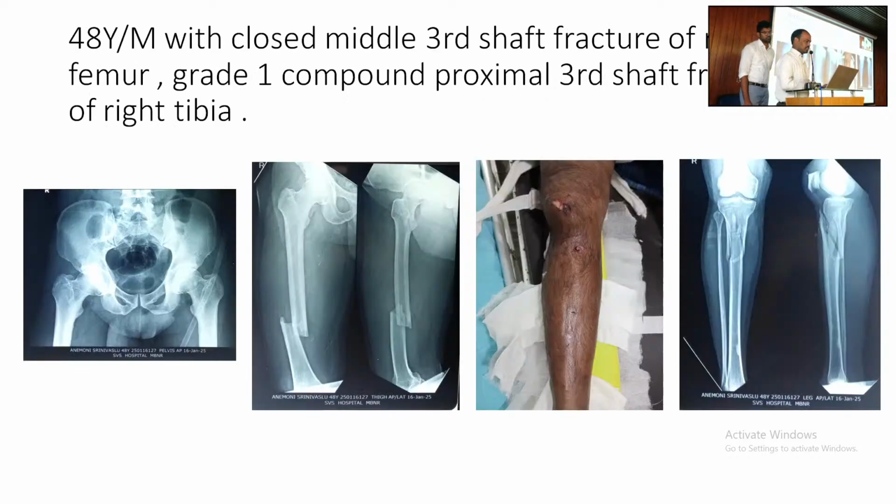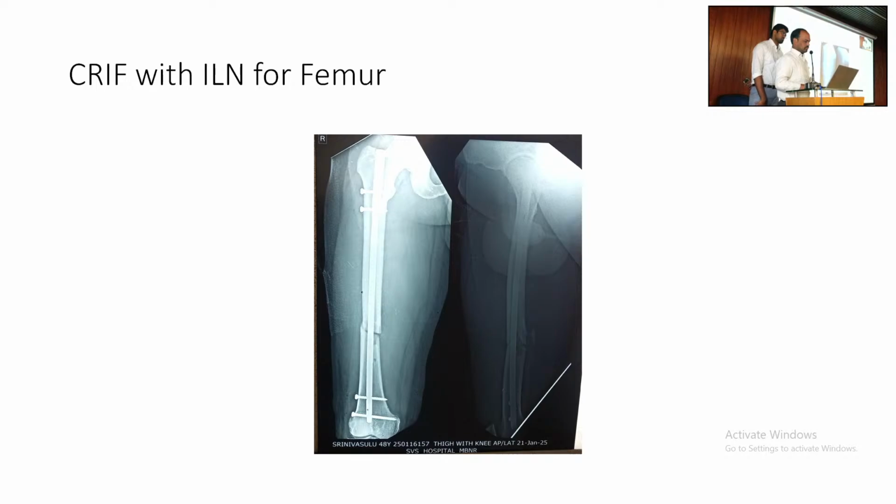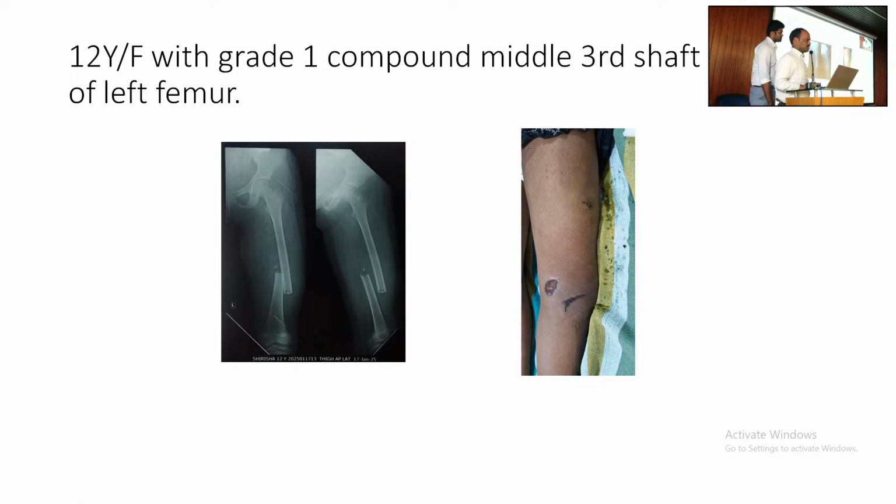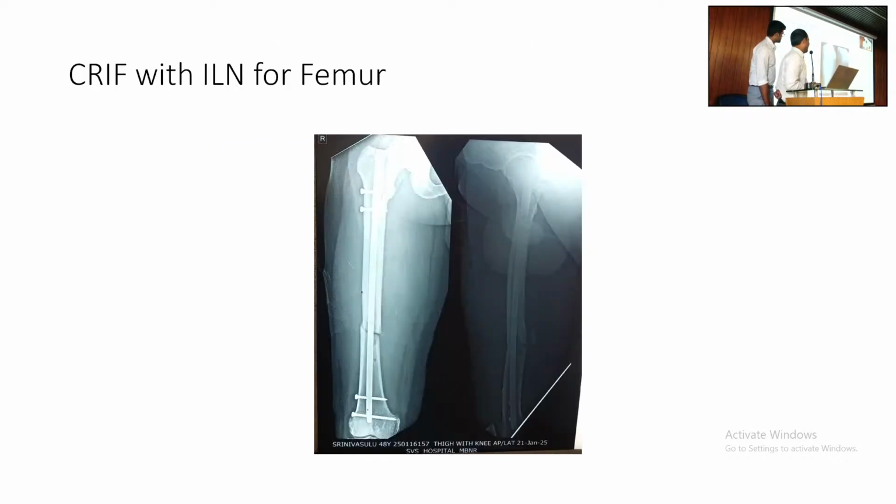Sir, 48-year male with closed middle third shaft fracture of right femur and grade 1 compound proximal third shaft fracture of right tibia. Sir, ipsilateral. So floating. Yes, sir. We did closed reduction internal fixation with IL nail for femur, sir. Tibia not done, sir. Give that X-ray now. Next, operative X-ray, first X-ray.